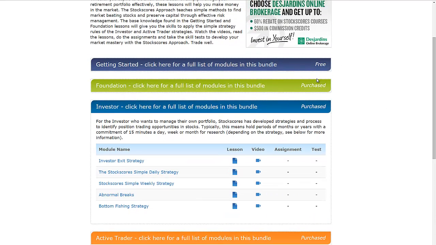So if you want to buy the foundation, it's $995. The investor is $2,495, and the active trader is $3,495. And if you start with the foundation, then you want to upgrade to the investor, let's say, you're simply paying the difference plus $250. If you buy the active trader course, you also get the investor and the foundation. If you buy the investor, you also get the foundation. Hopefully you get the idea. If you ever have any questions, you can contact us and we'll answer it about pricing and that sort of thing.